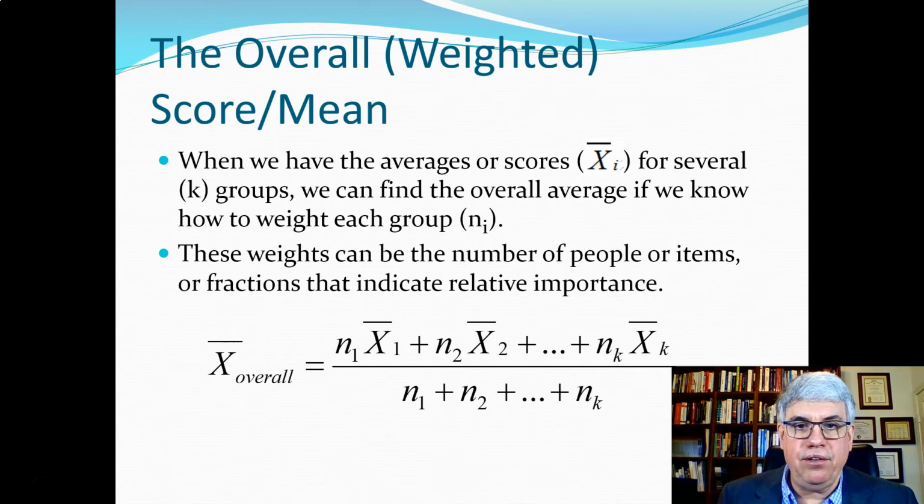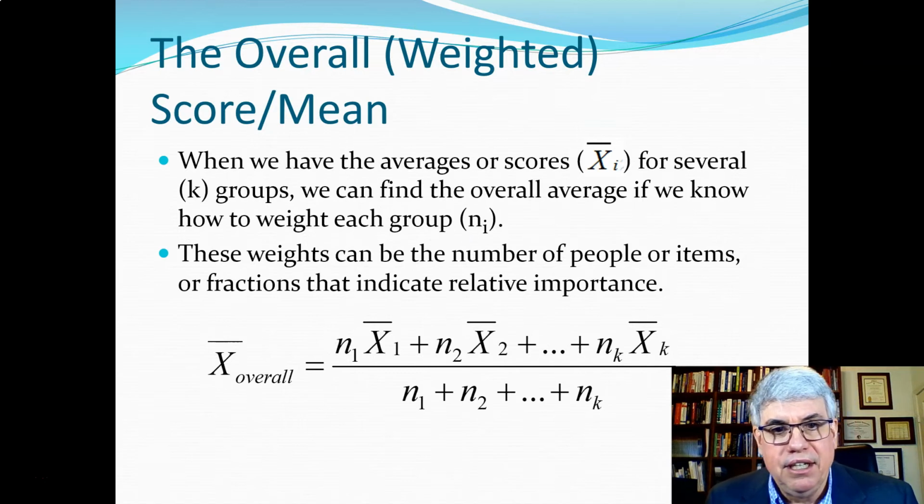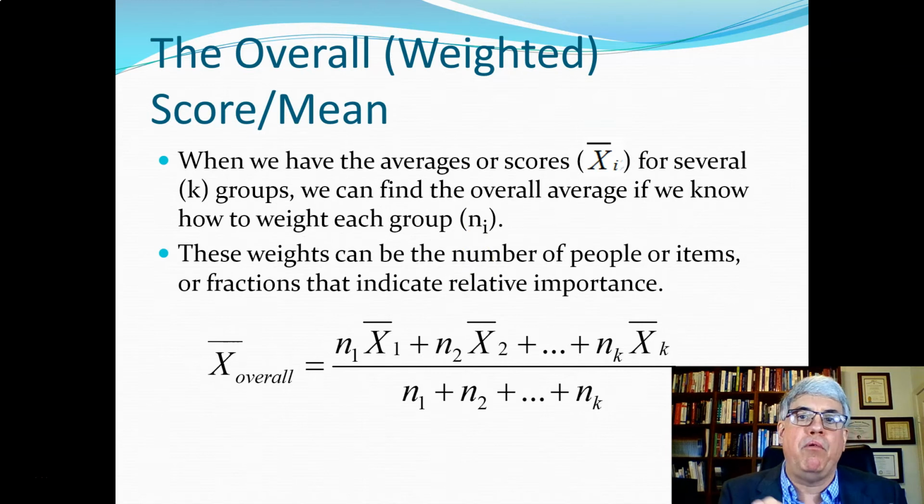And what we're going to do is look at the average weight of each group of cookies, going from I, the counter going from 1 through K. And we're going to find the overall average if we know how to weight each group, which is going to be this N, the weight or the number of cookies. So these weights can be the number of people, the number of cookies, the number of items, or they can be fractions. Maybe we want to use percentages so they all add up to 100%, as we'll see in some examples.